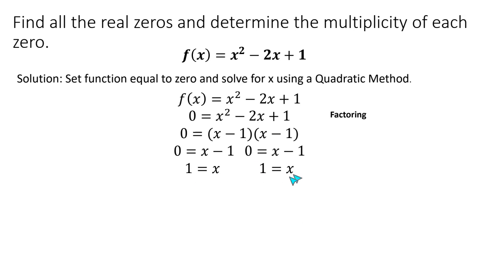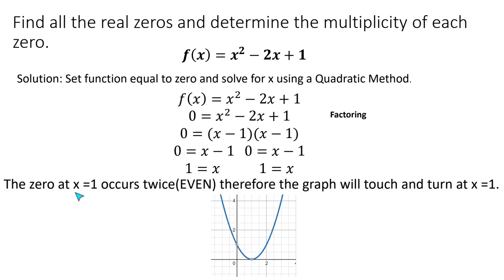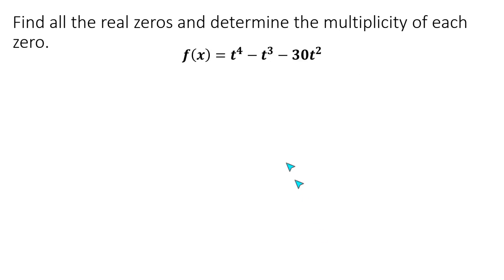So these are my zeros. And what do we notice about them? They're the same. So the multiplicity at x equals 1 for this zero is 2 because it appeared twice. The zero at x equals 1 occurs twice, which is this one and this one. It's even, therefore the graph will touch and turn. And if I graph it, it touches at x equals 1 and then it turns. Let's try a different one. Now this has degree 4, so we need to find the zeros.